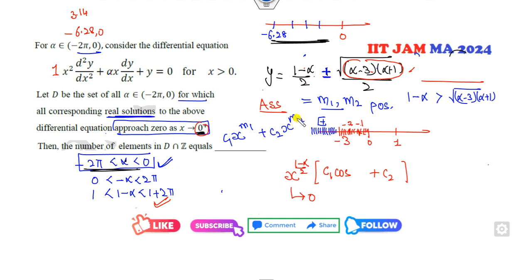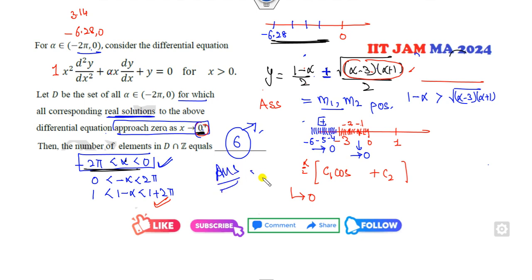So once this number is positive, when you take x to 0, all of these go to 0. In this case, minus 6, minus 5, minus 4 also go to 0. So how many values of alpha are there for which this number goes to 0? For all those pairs, how many intersections are there with the positive integers or negative integers? That's 6. So 6 is the right answer of this problem.